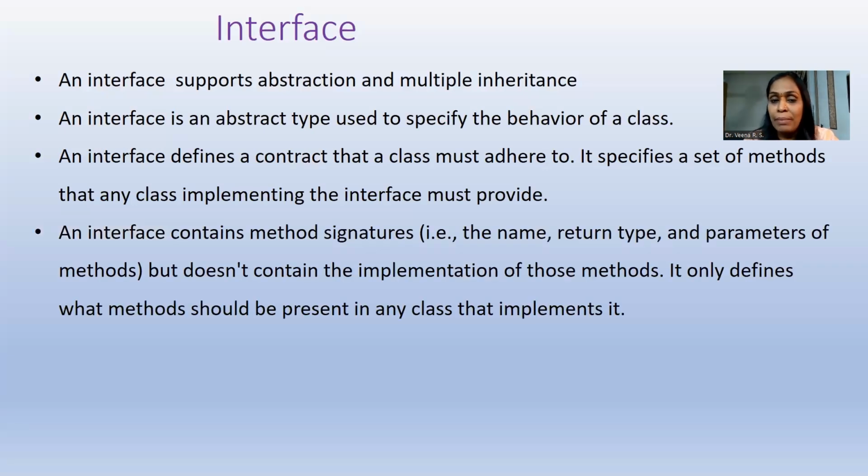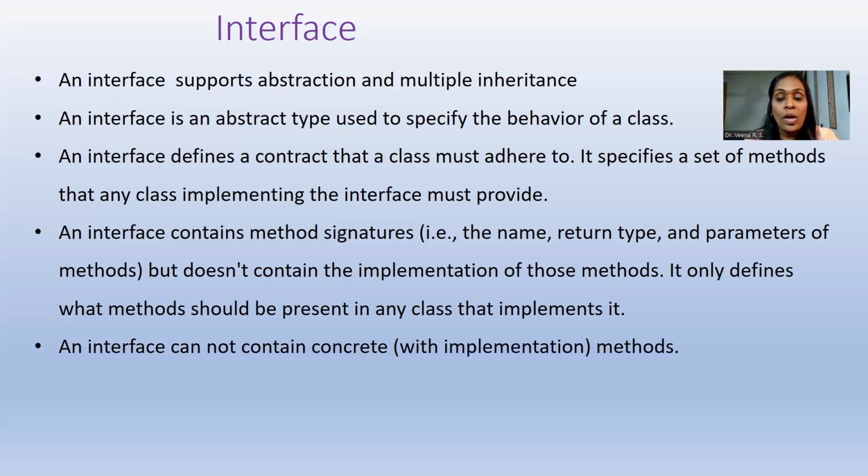An interface basically contains methods. When I say methods, only the declaration of methods is allowed. You cannot have the body of a method, the actual implementation of a method. That's why we also say that an interface supports 100% abstraction. An interface contains method signatures, that is the name, return type, and parameters of methods, but doesn't contain the implementation of those methods. It only defines what methods should be present in any class that implements it. So it will have only the name and declaration of a method, but the actual implementation of the method will be written in the class that implements it.